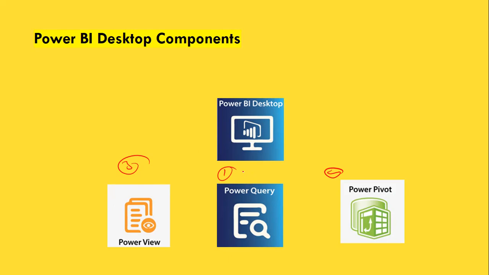Transformation. You just think this way. Using Power Query Editor, we do the data transformation. We're transforming the data, okay, into the required format. And once you are done with it, the next one is your Power Pivot, using which we do the data model design.